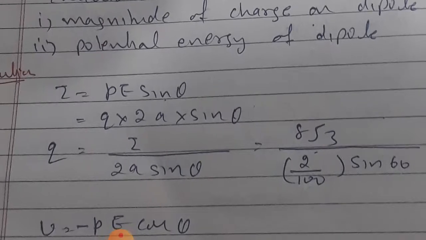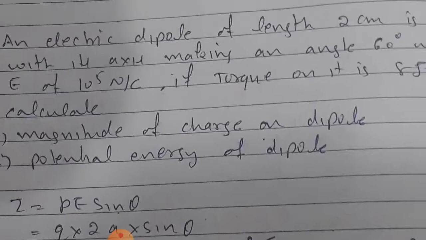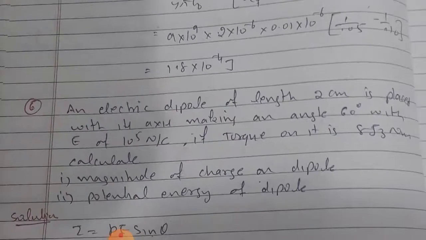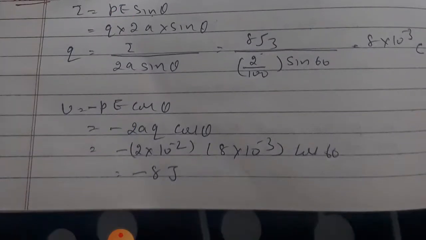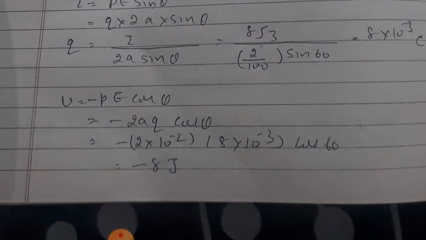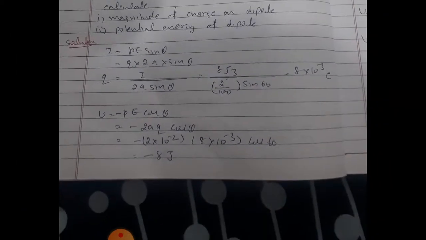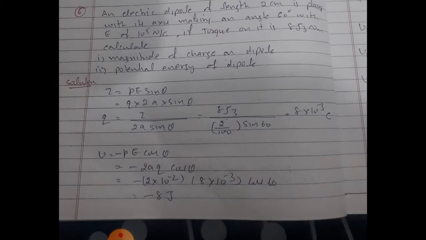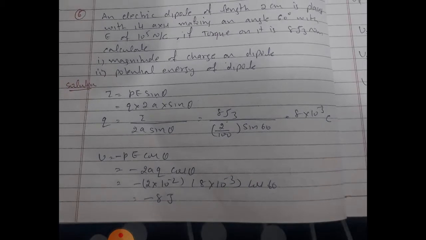Torque is given, the value of 2a is 2 centimeter, and we convert it into meter, sin 60, and we will solve it for q. It comes out to be 8 into 10 raised to minus 3 coulomb. Next one is to calculate the potential energy of the dipole. So potential energy is equal to minus PE cos theta, and we know the value of P is equal to 2aq. We'll put the value of 2a, which is 2 centimeter. q is 8 into 10 raised to power minus 3 coulomb. Cos 60, answer comes out to be minus 8 joule.